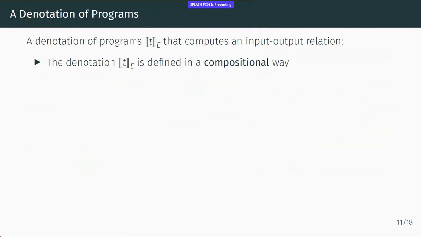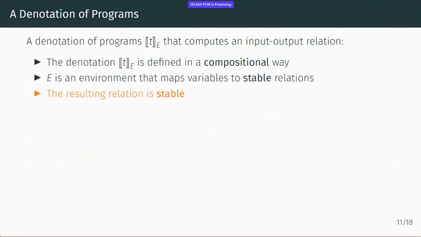So here we define a denotation for lambda terms. It's this double bracket T that is defined in a compositional way on the syntax of T, and that computes an input and information. It is indexed by an environment that maps variables to stable relations, and it produces as output, this is proof, that we prove that the output is also a stable relation.